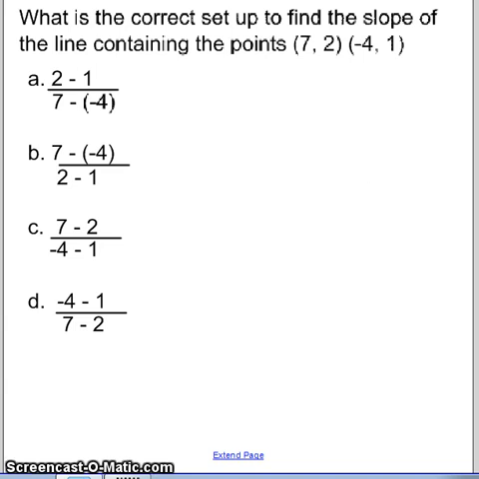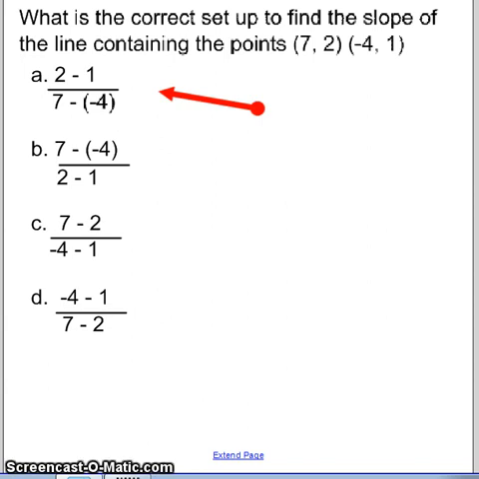Here's an example of how you would calculate the slope if you were given 2 points on a line. You've got to find A, B, C, or D, which one correctly has the slope formula set up. The important part of the slope formula is that you subtract the y coordinates on the top, so it can be 2 minus 1 on the top and 7 minus -4 on the bottom. Taking a look at it, it's the very top one, 2 minus 1, rise on top over 7 minus -4, run on the bottom.